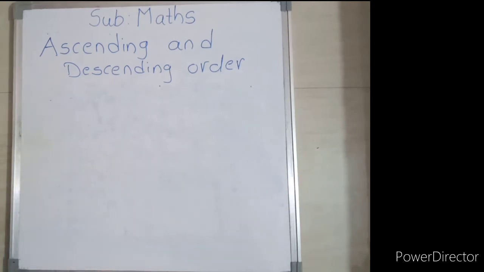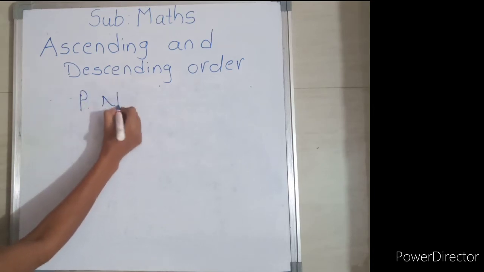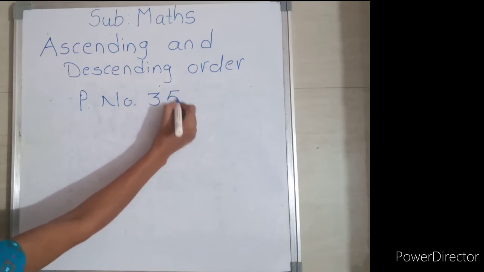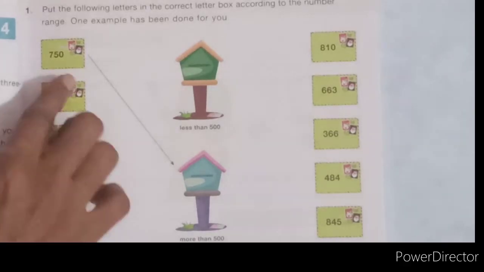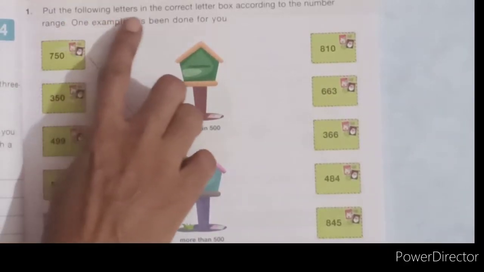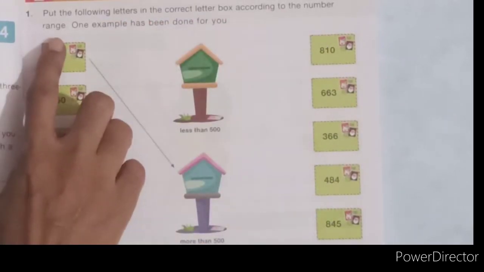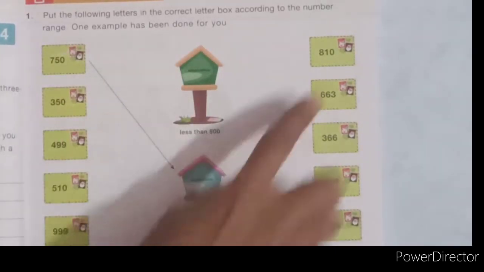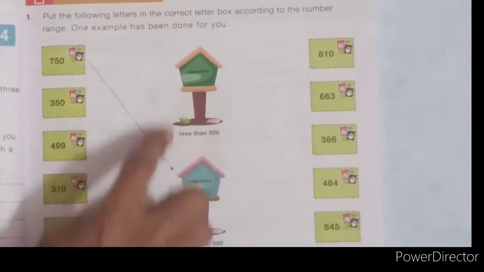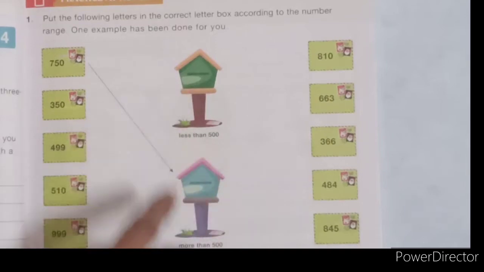Now children, open page number 35 of your maths textbook. See, here is question number 1. Put the following letters in the correct letter box according to the number range. One example has been done for you. These are the letters here and these are the letter boxes. So we have to put this letter in the letter box.